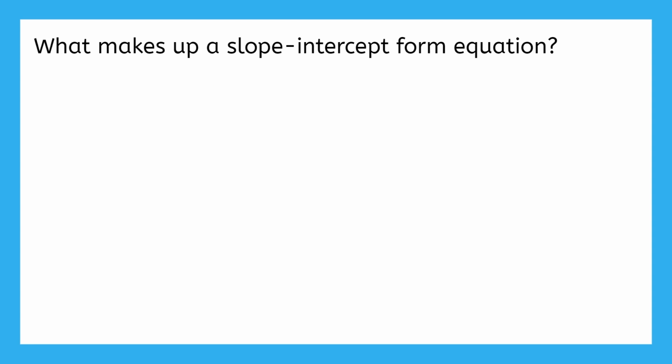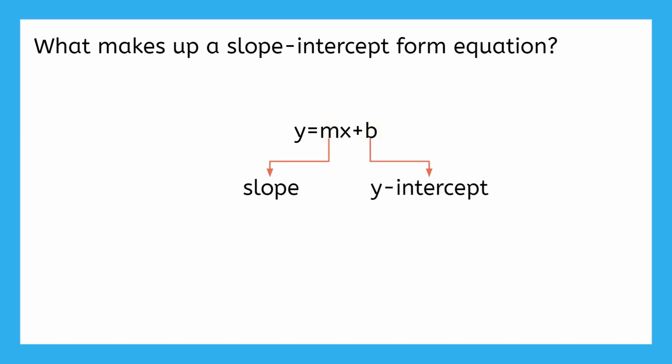Let's take a moment to review what makes up a slope-intercept form equation. In the equation y equals mx plus b, what do we need to know to define a specific line? We need to know what m and b are. X and y will still be variables. So what do m and b represent? M is the slope, and b is the y-intercept of the line formed by the equation. So in order to write the equation of a line in slope-intercept form, we just need the slope and the y-intercept. But how do we get them?